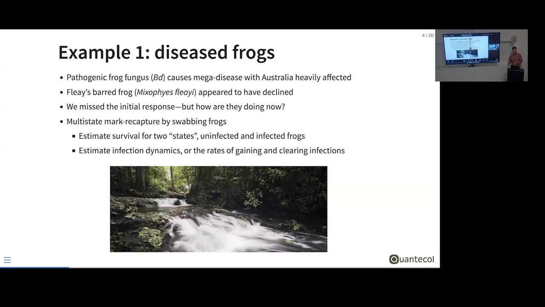So briefly, multi-state mark recapture is like any other mark recapture. You go and survey animals. When you catch new ones, you give them an identifying mark. And if you ever recapture them, you'll be like, hey, I found this one before, and you know that you saw it again. And any new ones, you give a mark.